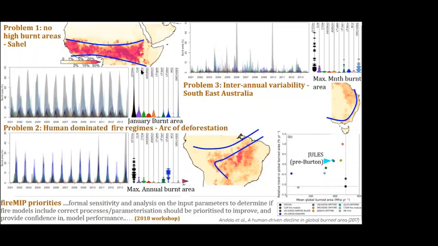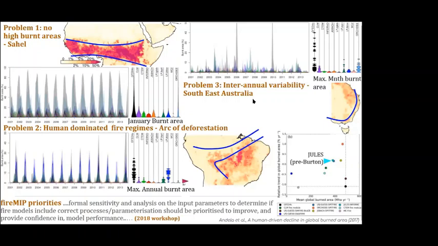A second problem is human-dominated fire regimes, like the Amazon arc of deforestation here. Although it gets the seasonal timing right, the seasonality, the concentration and the length of the fire season is often quite wrong in different fire models. Internal variability is off, and again, they're not necessarily catching the right maximum burnt areas. And then in Southeast Australia here, where the fire regime is completely dominated by internal variability and a lot less by seasonal variations, it's just a complete mess.